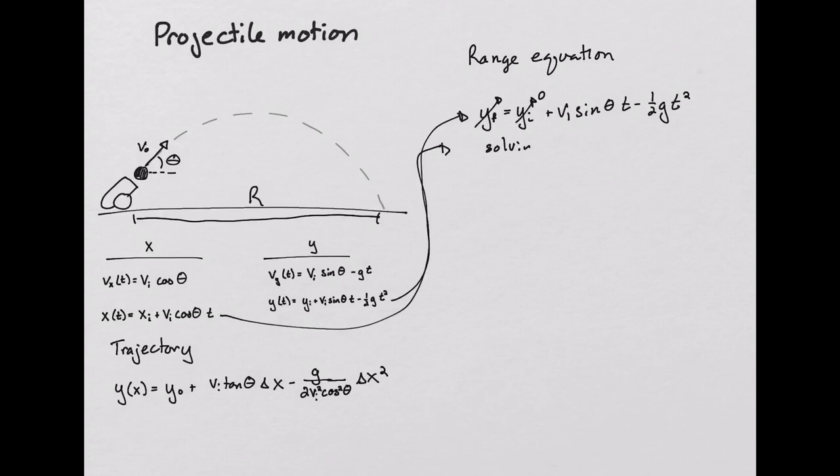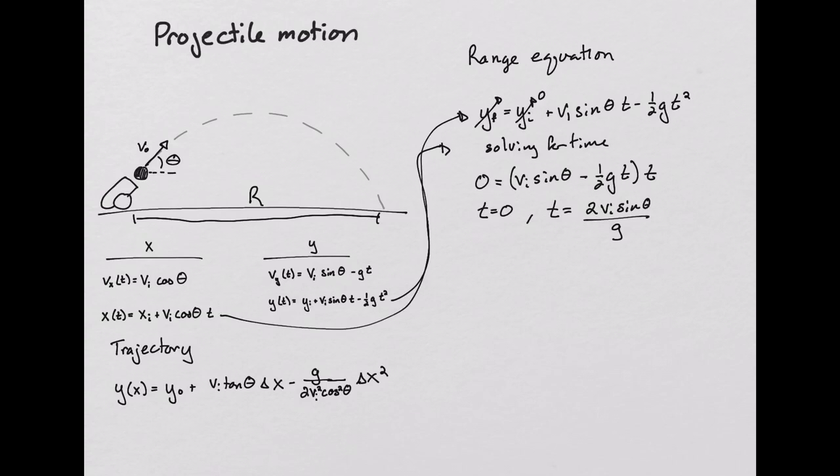Solving for time gives us two solutions. We have 0 is equal to the initial velocity in the y component, which is v i sine theta, minus a half times the gravity times the time interval that it was in the air, whole thing times the time. So we have t equals 0 as one solution, and we have t is equal to 2 times the initial velocity in the y direction, v i sine theta, over gravity. The t equals 0 obviously refers to when we first fired the projectile, and so it is not going to be relevant for our problem. We are interested in the second solution.